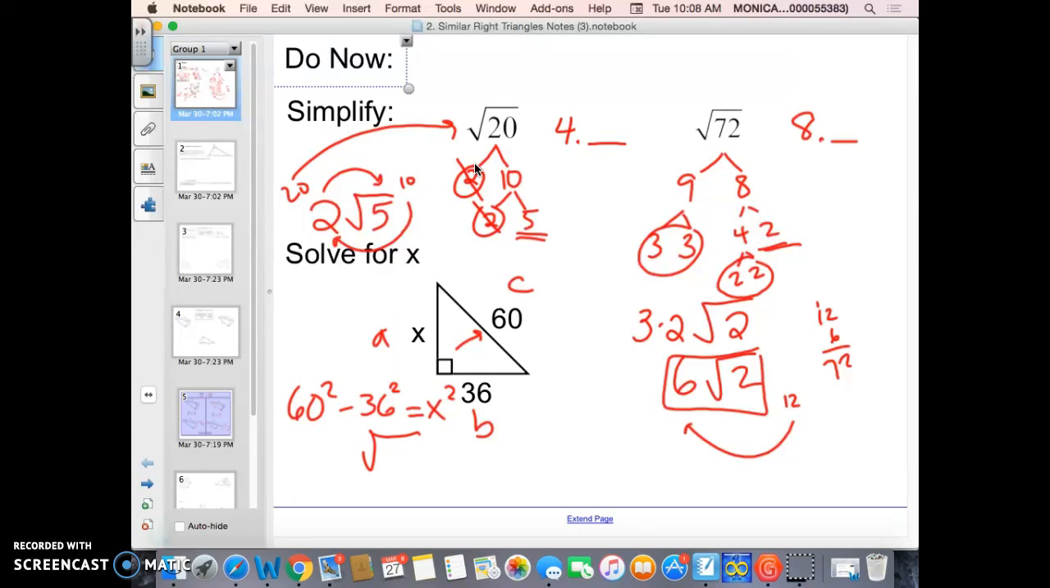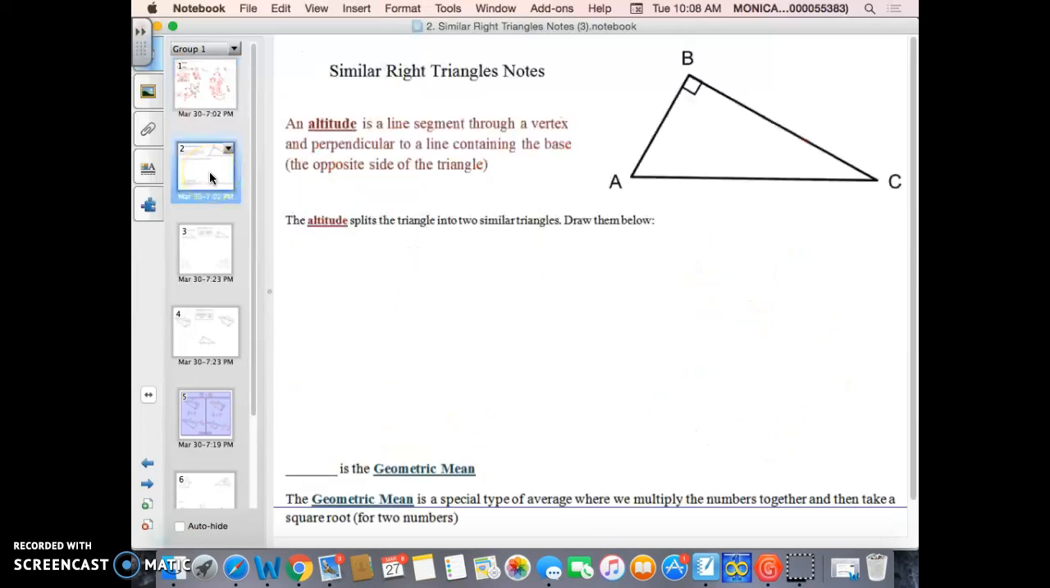All right, quick review. Let's move forward. Today, like I said, we're going to look at similar right triangles. Just like we learned our trig ratios yesterday, we're going to learn special ratios that can be formed from similar right triangles. So right here I have triangle ABC. It is a right triangle. Angle B is a 90-degree angle. The first thing I'm going to do is draw an altitude. An altitude is a line segment that goes through the vertex and is perpendicular to the opposite side. So I'm going to draw an altitude right here at angle B, and that's going to be 90 degrees.